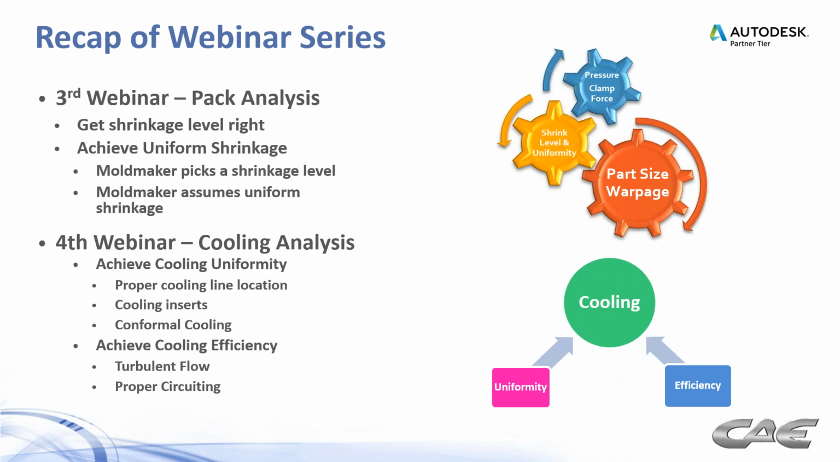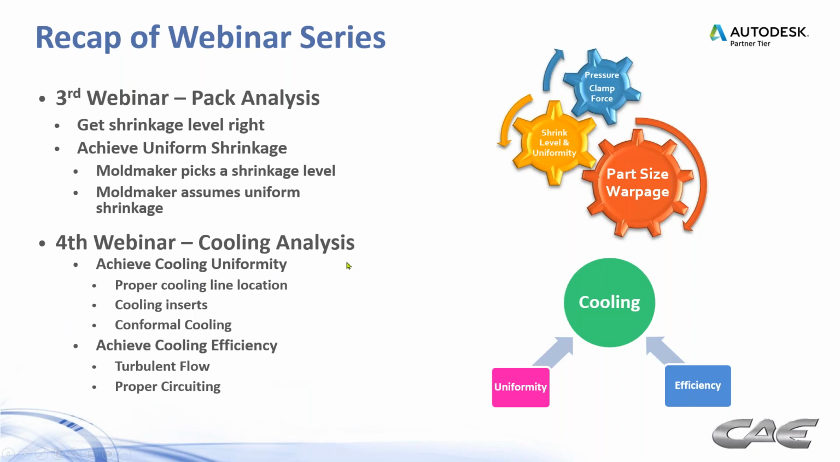And then the last webinar we did was our fourth one. We focused on cooling analysis, and there were two main focuses there. We talked about achieving cooling uniformity through proper cooling line location. If we couldn't do it that way, then maybe we would rely on cooling inserts like MoldMax or something along those lines, or using conformal cooling, 3D printed inserts to achieve uniform cooling in those difficult to reach areas. But we also focused on cooling efficiency, designing our channels and circuiting them properly so that we not only have minimal amount of flow, but we have turbulent flow too to extract the most amount of heat out in the least amount of time.